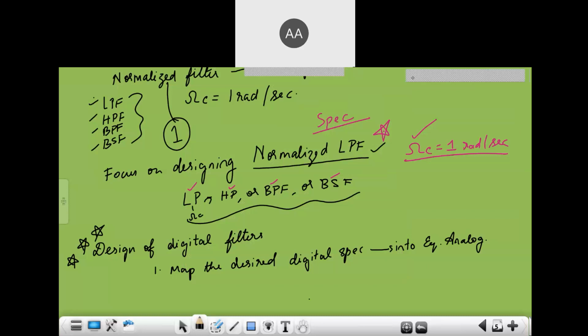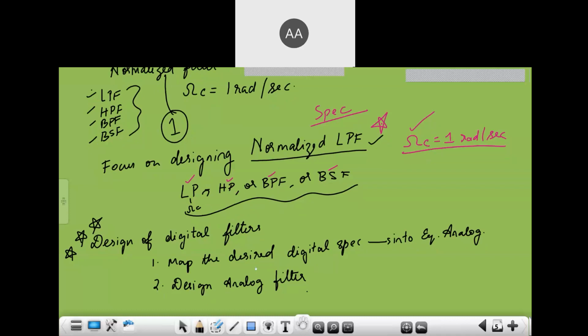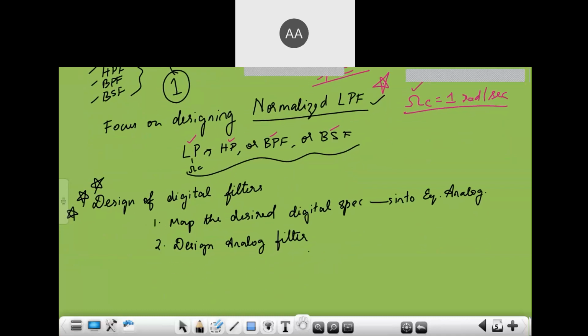So the first step is you are going to design an analog filter with the digital specifications given. You convert it to analog specifications and then you design the filter. Second step is you design the analog filter. Already digital specifications you converted to analog. And in the analog, remember what you're going to do? You're going to design the analog filter. In the analog filter, you must always go to this step.